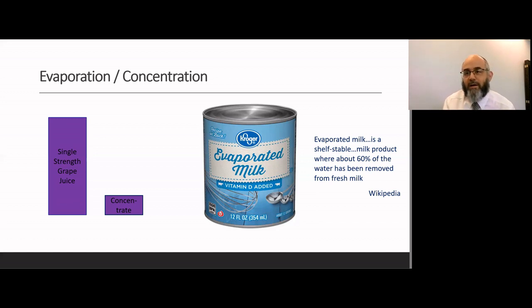I just have one quick question. Single strength is just regular, right? It's regular. Single strength is the original, like how it came out of the tree.